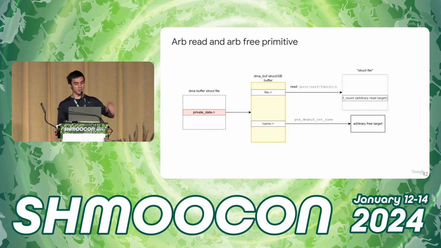Next, I have this DMA buff struct, which I've reclaimed with a GE buffer. There are two major members in the struct that you should be aware of: the file struct that I'm using as my arbitrary read, and the name buffer that I'm using as my arbitrary free target by calling GED DMA buff set name. Here's my arbitrary read at the top, and on the bottom is my arbitrary free primitive.